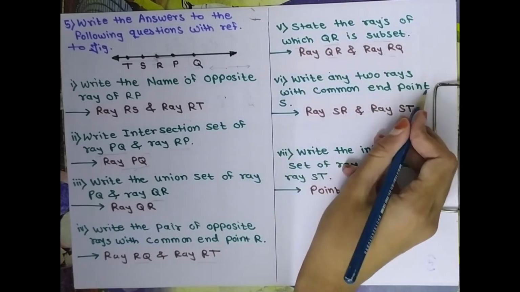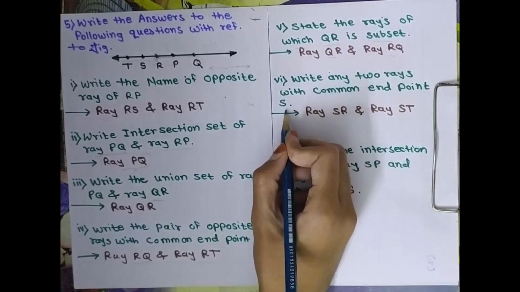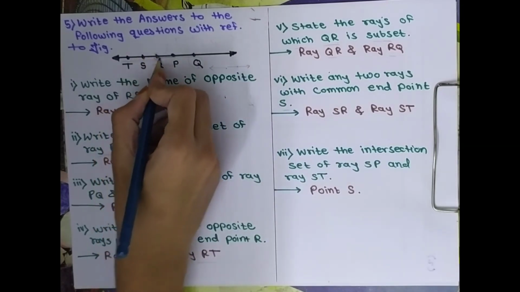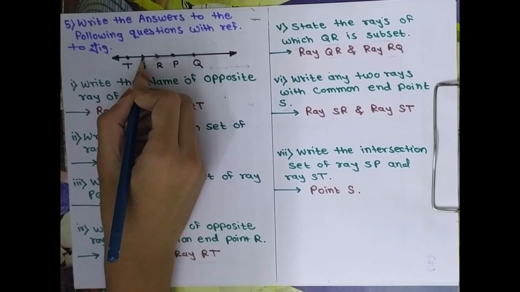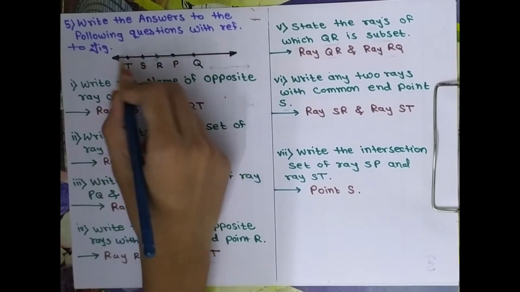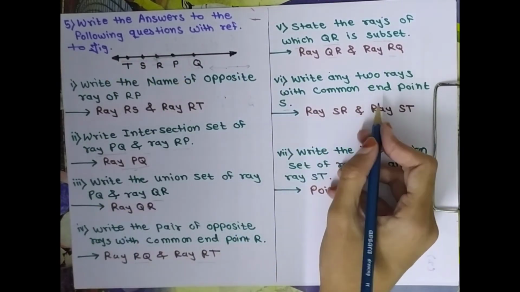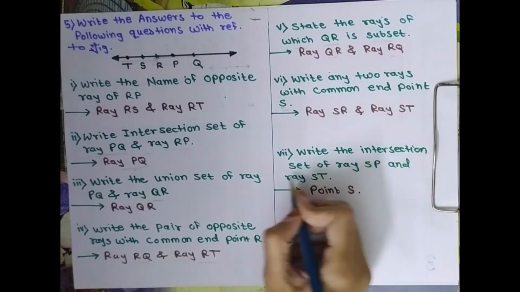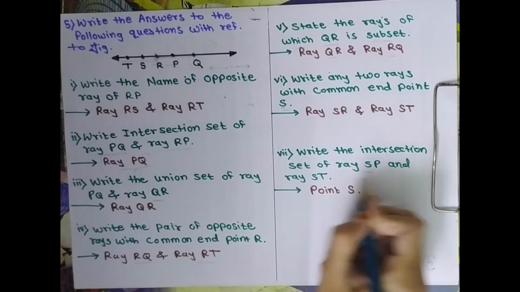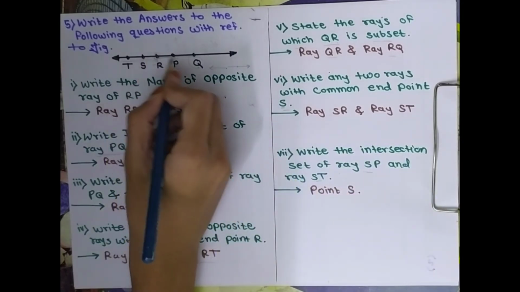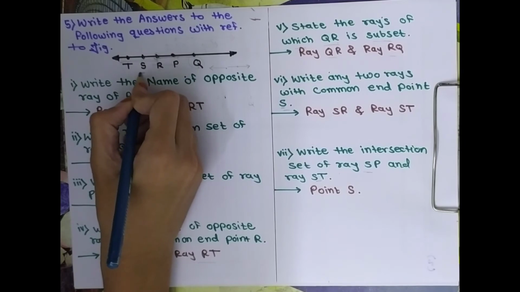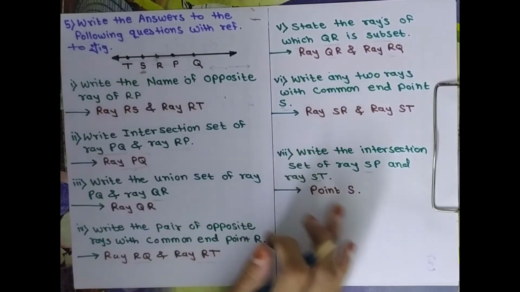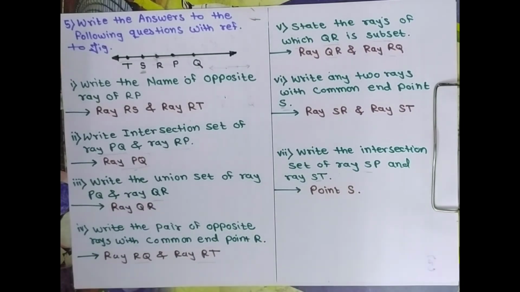Next is write any two rays with common endpoint S. With common endpoint S, SR or SP or ST can be written. Here we want the common endpoint S. Next write the intersection of ray SP and ray ST. Ray SP and ray ST. Intersection means common point. Write the common point. Point S is the intersection of ray SP and ST.